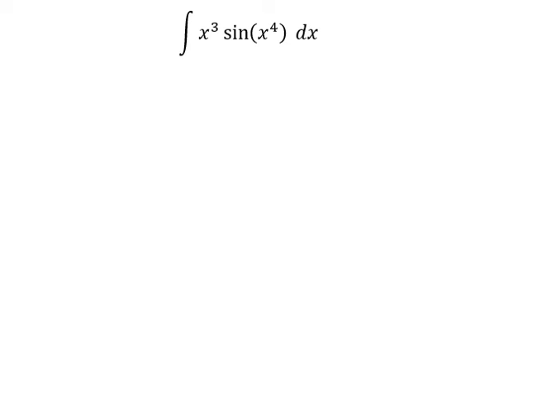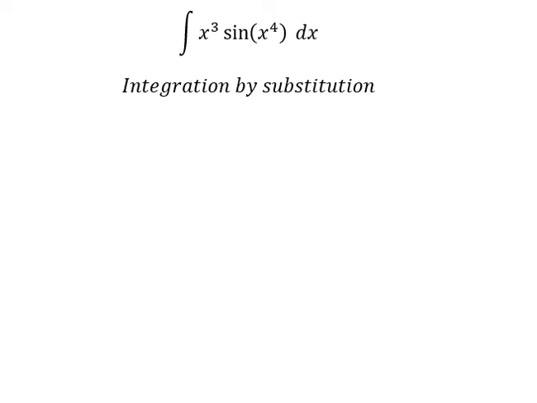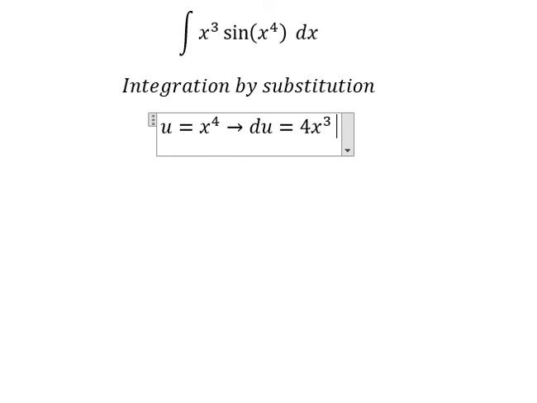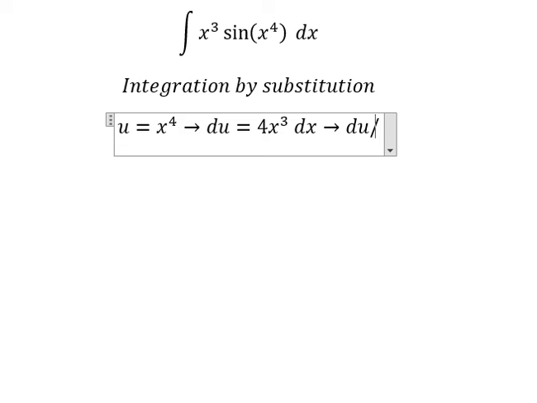We need to use integration by substitution. So I will put u equals s to the power of 4. Then we take the first derivative of both sides, and we have 4s to the power of 3 ds. Because we don't have the number 4 here, we divide both sides by 4.